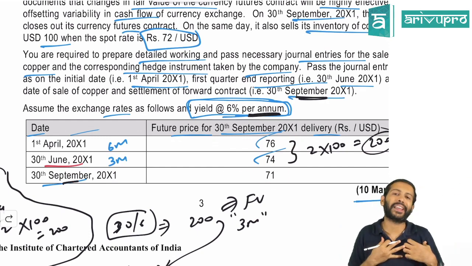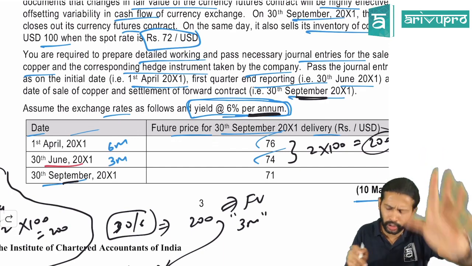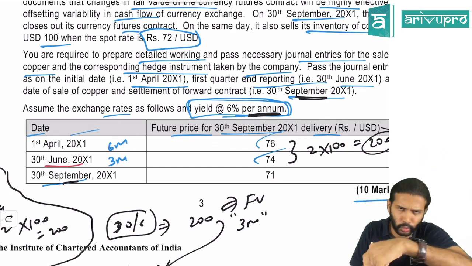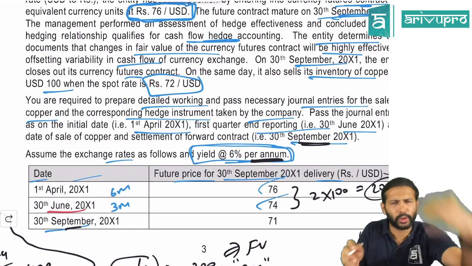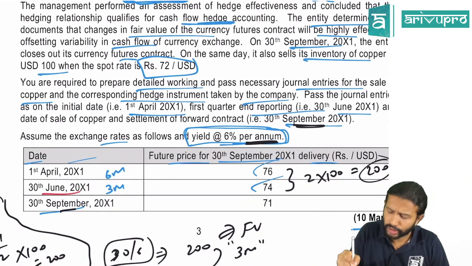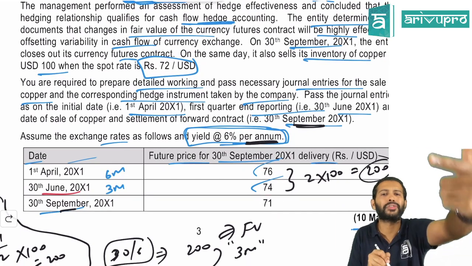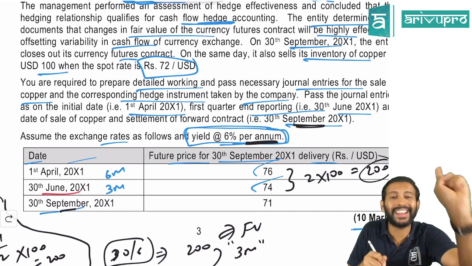So how much is my gain? If I had not entered into this forward contract, I would be able to sell $1 at 71. This is questionable. Ideally, according to me, it should have been 72, but it's okay, no problem. Let's go ahead with that. If I had not entered into this contract, I would have been able to sell this dollar at 71 rupees. But due to this forward contract, I'll be able to sell it now at 76.